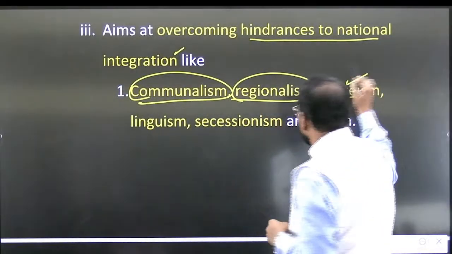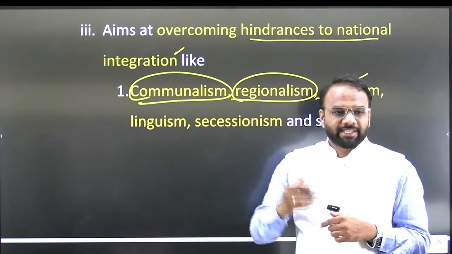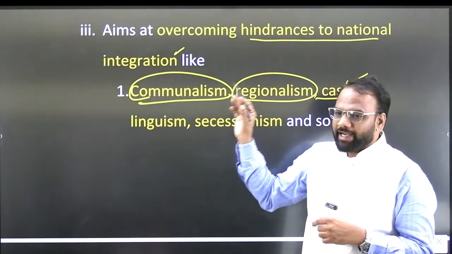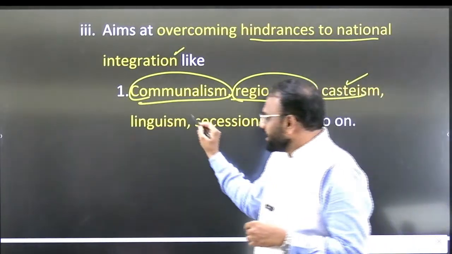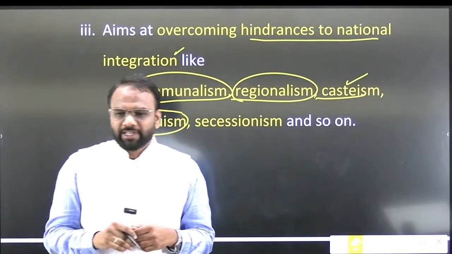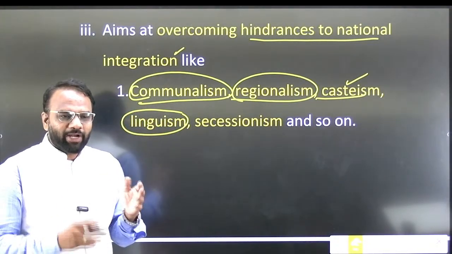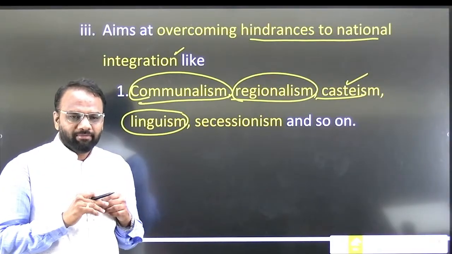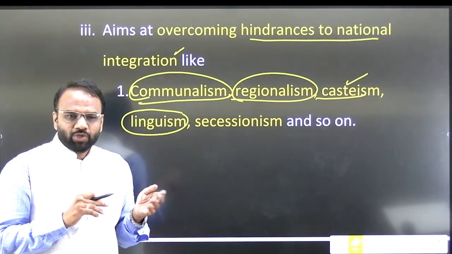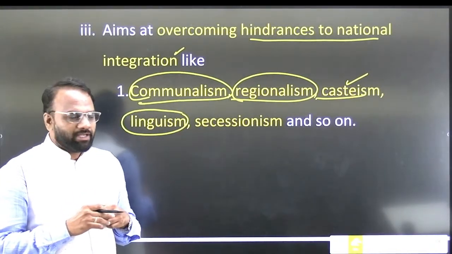Casteism. Caste based discrimination also goes against the integrity. So unity and integrity tries to overcome the problem of casteism as well. Next, linguism. What is linguism? Based on languages. Again, language will become a barrier to national integrity. I will not mingle with you because you are a Kannadiga, I am a Tamilian, I am a Marathiga. So again unity and integrity tries to overcome the problem of linguism as well.